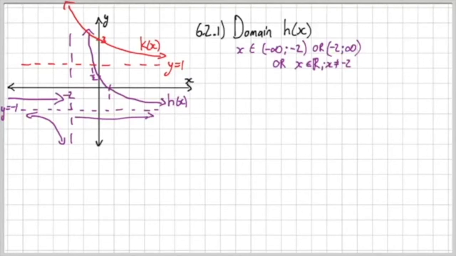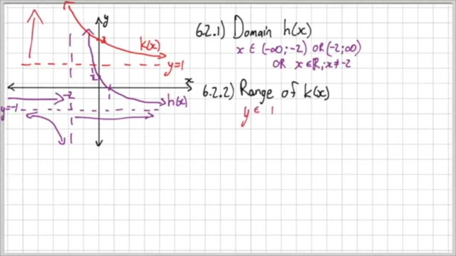Now let's look at 6.2.2, the range of k of x. If I look at the range of k of x, remember range is now about y values. So if I look at the y values of the red graph, it goes from my asymptote and above. In other words, the lowest y value that the graph is going to be is 1. The highest value is infinity. Now it cannot touch the asymptote, and it will never touch infinity.